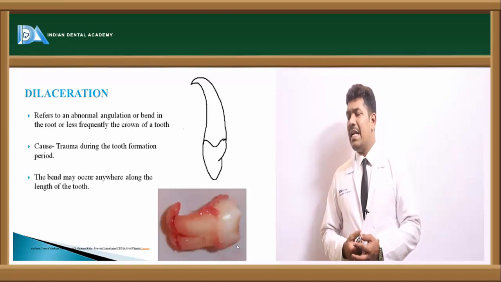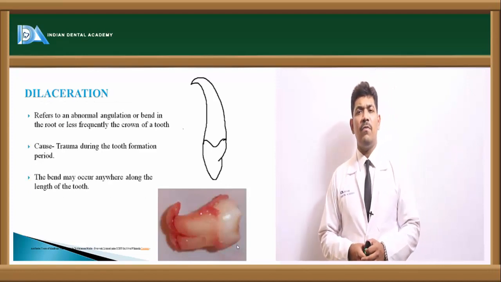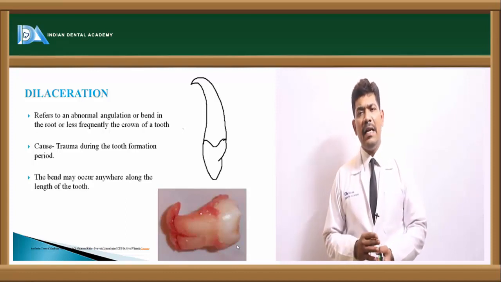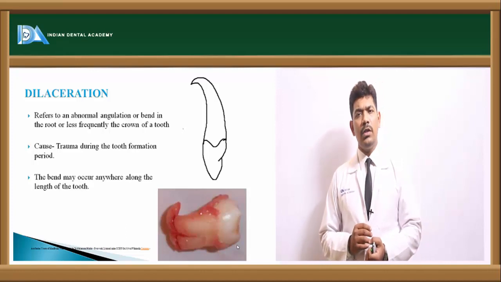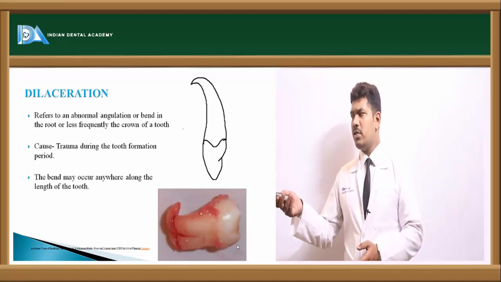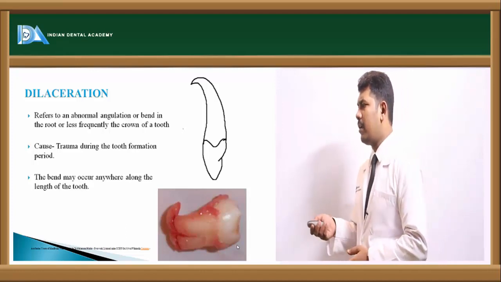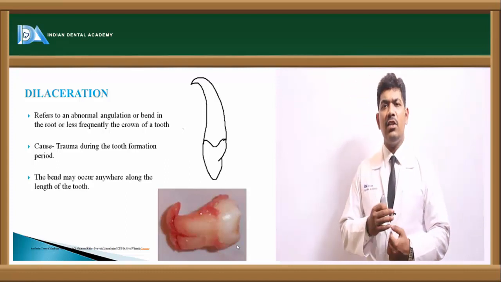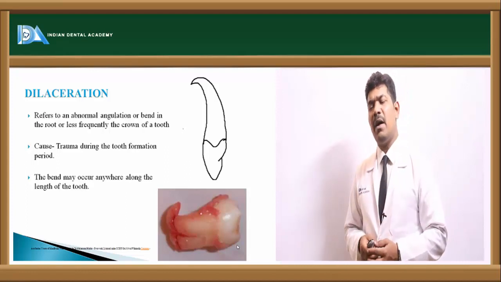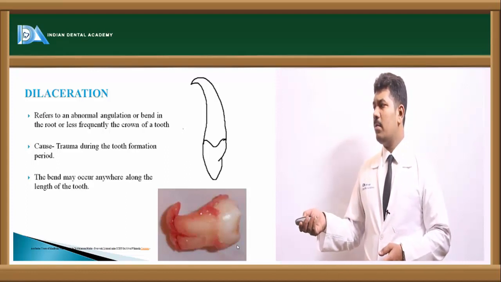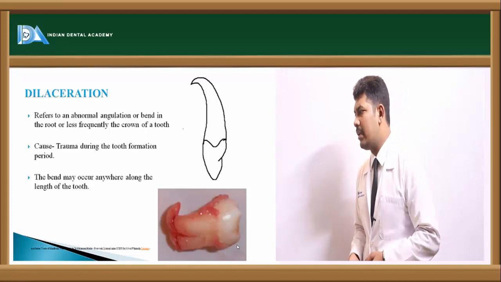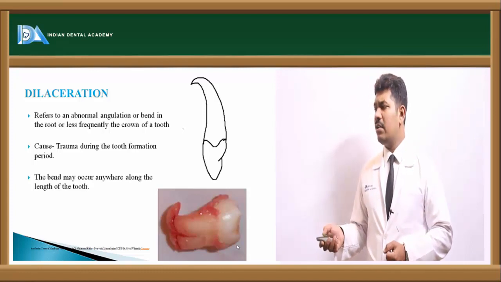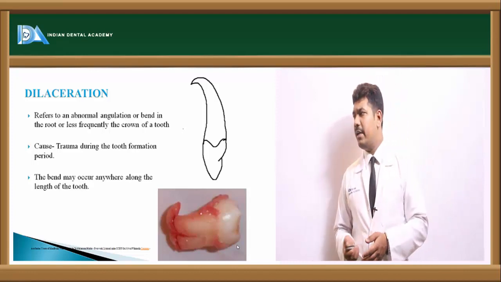Now there's also dilaceration. Dilaceration is one of the most common developmental anomalies, where there is acute severe bending of the tooth root, giving rise to curved roots, as you can see in this particular diagram. The bend may occur at any length of the root. Predominantly it is seen in the apical region. Again, this is because of trauma during the tooth formation period. Here we can see an extracted dilacerated tooth, the dilaceration occurring at the apical end.